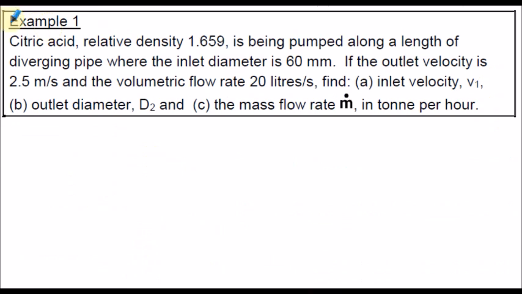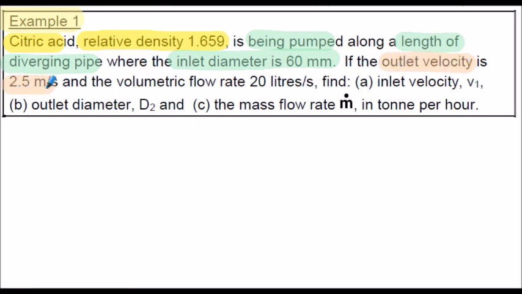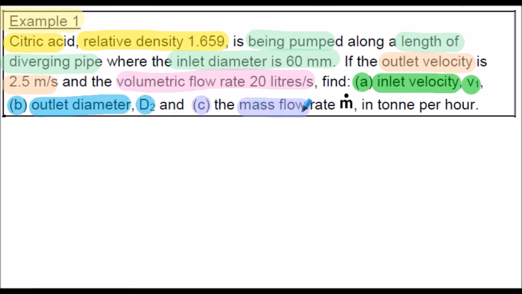Let's consider example 1. Citric acid having a relative density of 1.659 is being pumped along a length of diverging pipe where the inlet diameter is 60 millimeters. If the outlet velocity is 2.5 meters per second and the volumetric flow rate is 20 liters per second, we've got to find A, the inlet velocity, V1, B, the outlet diameter, D2, and C, the mass flow rate, m dot, in the unit of ton per hour.